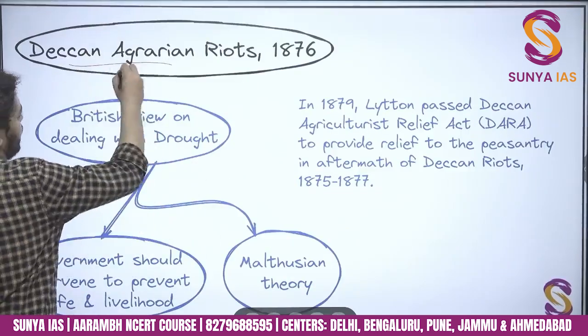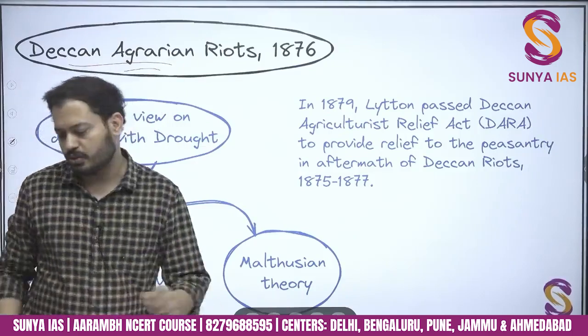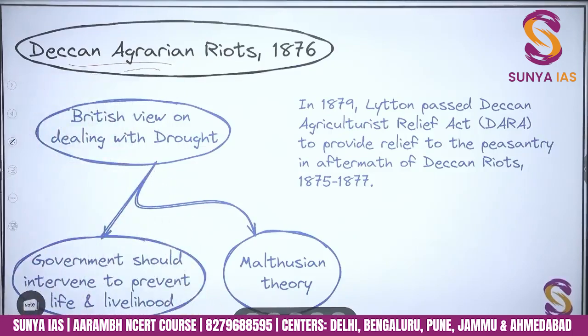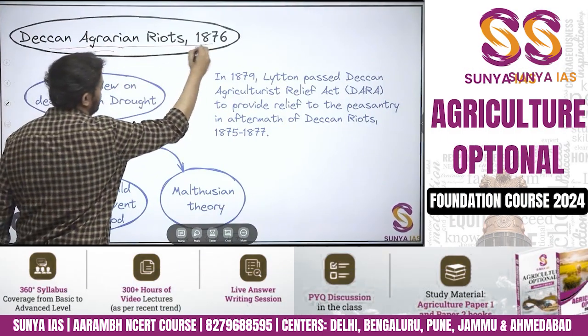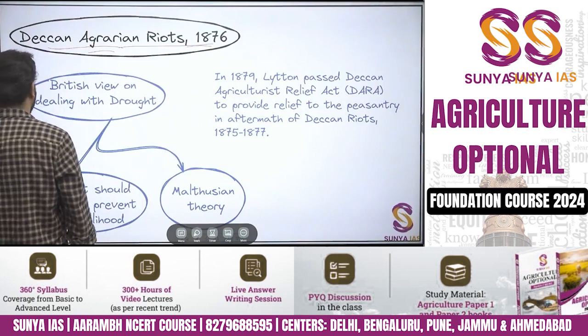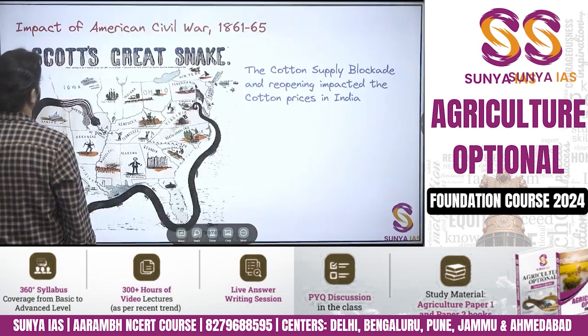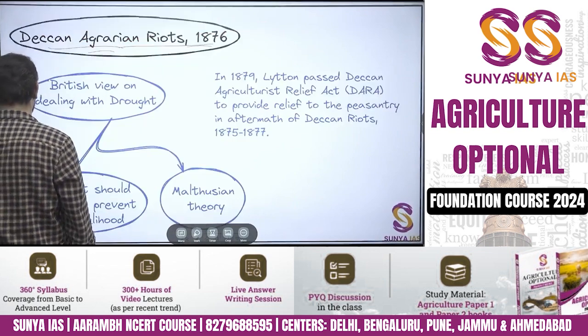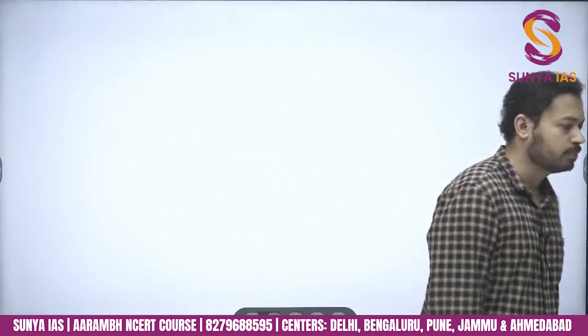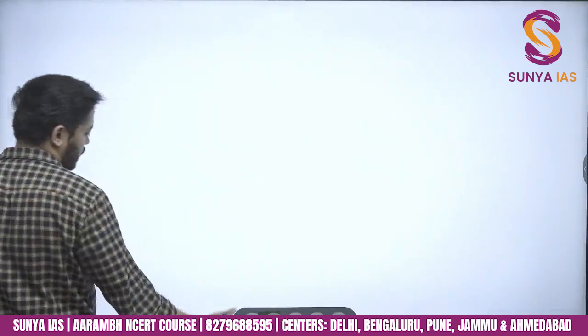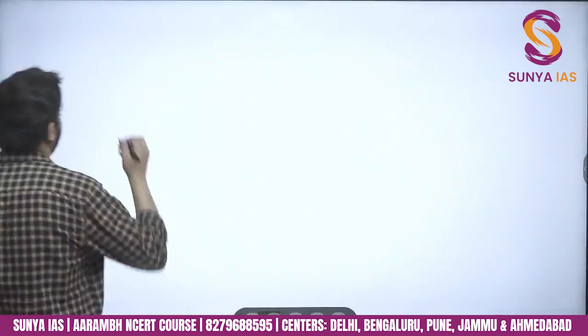Now let's come to the Deccan agrarian riots, and this is something very interesting. You will find it very interesting what happened in this. So what happened in the Deccan agrarian riots in 1876? For understanding this, we also need to go through America. Let's first go to America. You need to know a bit of world history for this, and don't worry, I'll give you enough information so that it works out.